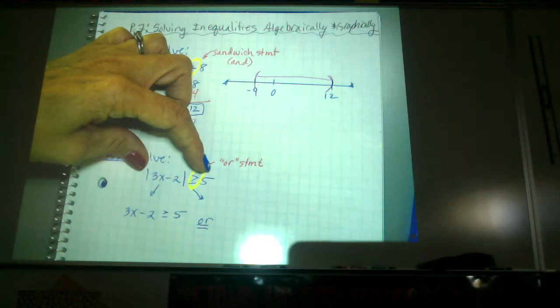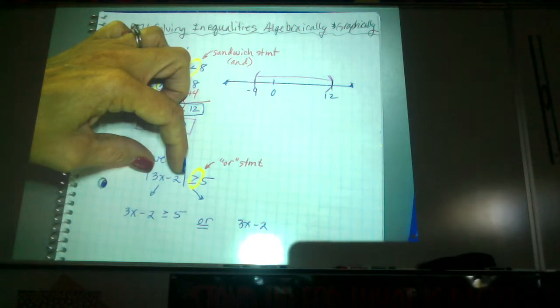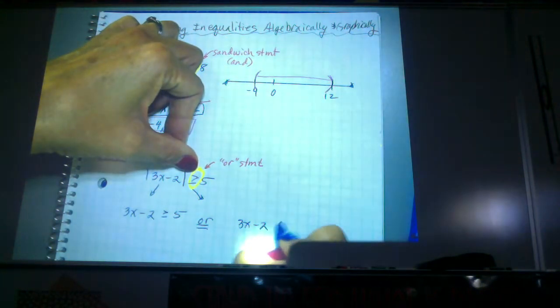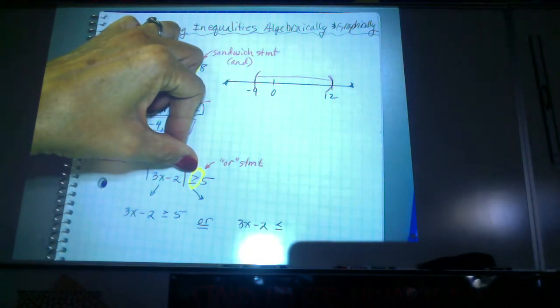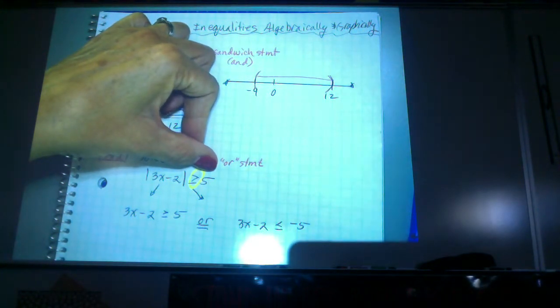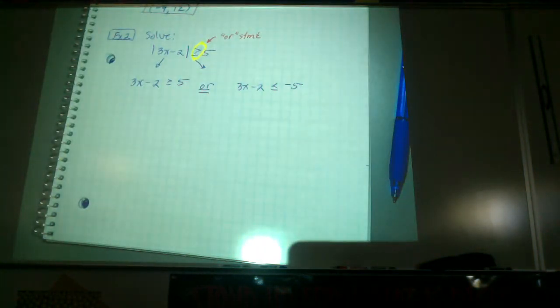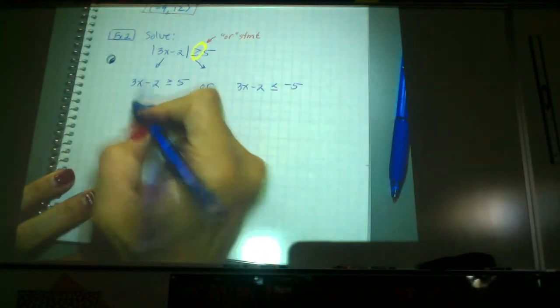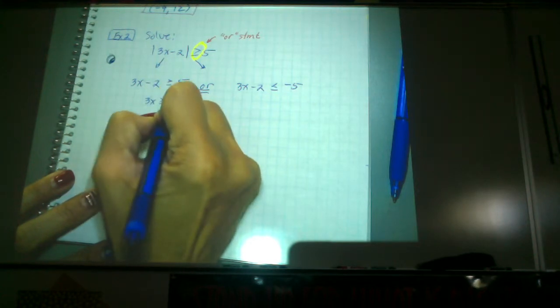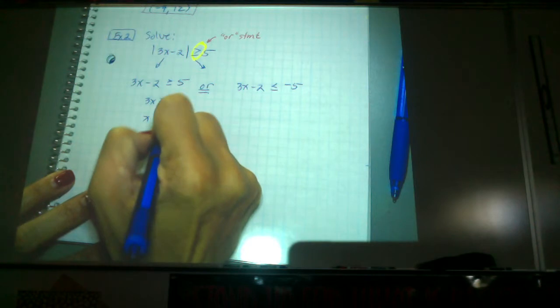Then for the second statement, you're going to write the 3x minus 2 without the absolute value signs, but you're going to flip the inequality, in this case to a less than or equal to, and change this to its opposite sign, negative 5. Solve those separately. So we would add 2. So we have 3x greater than or equal to 7, divide by 3. X is greater than or equal to 7/3.